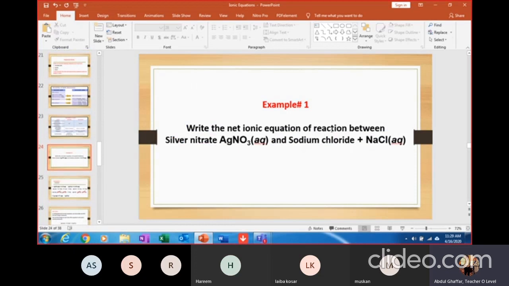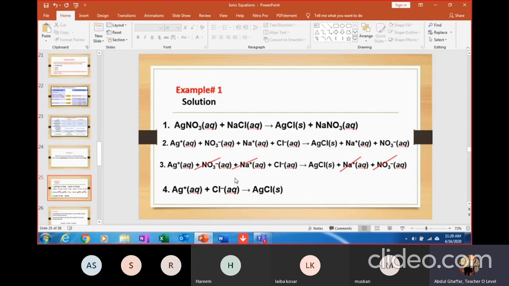Write the net ionic equation of the reaction between silver nitrate and sodium chloride. I have taken the examples from past paper questions, so the question will be in this way. Look at this one. We will follow the rules. Rule number one is to write the complete balanced chemical equation along with the state symbols, like aqueous, solid, each and everything. Then the second rule; you people have to remember these rules.